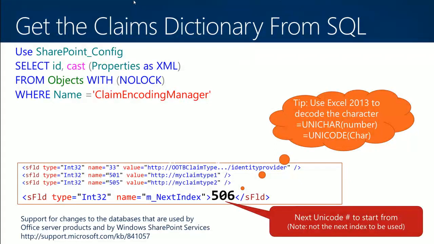If you want to know what that character actually becomes from a Unicode point of view, if you're using Excel 2013, you can actually run those functions on there, and you can say Unicode number, pass it 506, it'll give you the encoding character. Take that encoding character, paste that into your PowerShell, and that's going to be the encoding character for that particular claim type, for those claim types that come out of SharePoint.